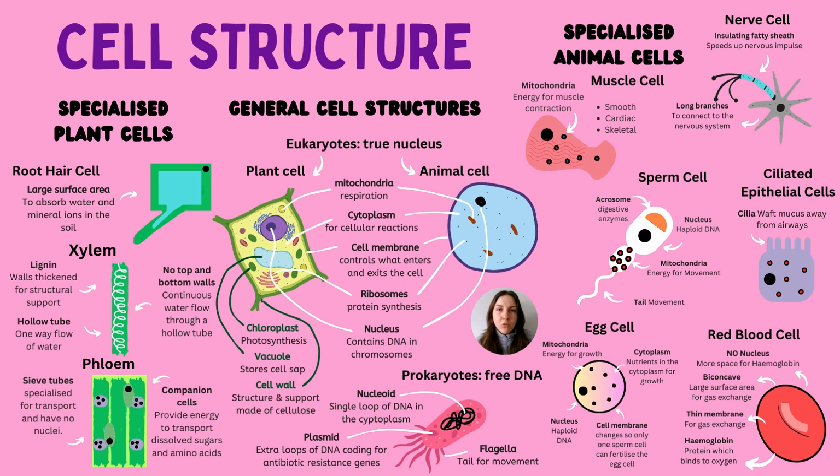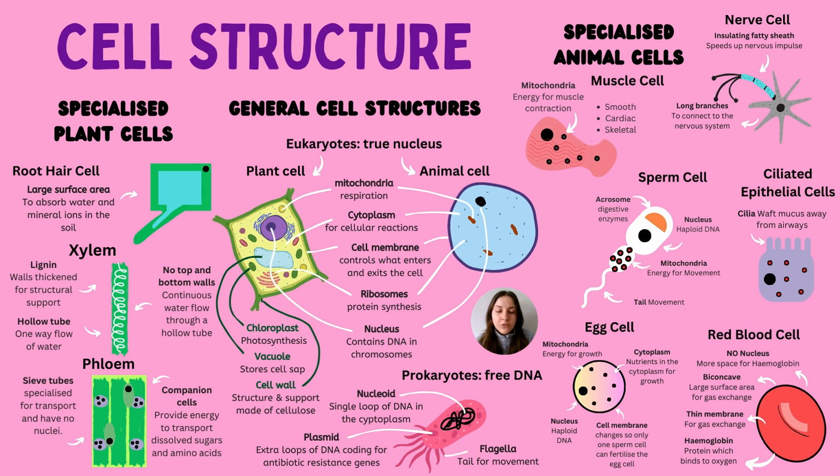The other common organelles that are found in both plant and animal cells include the mitochondria, which releases energy for respiration, and this breaks down glucose; cytoplasm, which is a cellular space for reactions to occur; cell membrane, which controls what enters and exits the cell; the ribosomes, where protein synthesis occurs; and the nucleus, which contains the DNA found in chromosomes. There are lots of specialized cells.